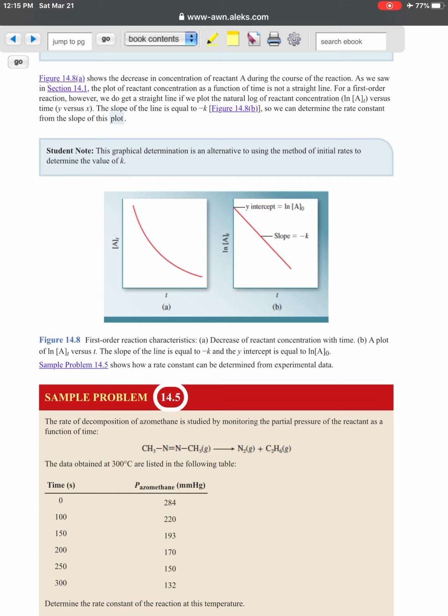Look what happens to the concentration of A. It's decreasing in a curve. But if you take the natural log of the concentration of A and plot it versus time, you get a straight line. The straight line has a slope. The slope is equal to minus the rate constant. So if you can figure out what the slope is, you can figure out the rate constant. There's also a y-intercept. The y-intercept is the value of y when x is equal to 0. Well, when time is 0, it would be the natural log of [A]0. We generally aren't as concerned about the y-intercept. We generally want the slope so that we can find the rate constant k.